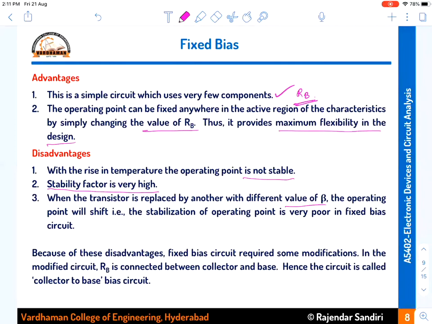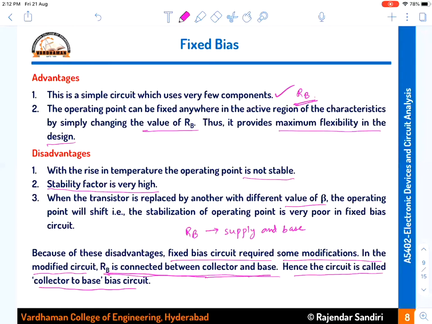Because of the disadvantages, the fixed bias circuit requires some modifications, and the modification is that RB is connected between the collector and base instead of between supply and base. Actually, RB is connected between supply and base. Now RB will be connected between collector and base. That modification we do, and that modified circuit is now called collector to base bias. So the next circuit has some modifications that we make to this fixed bias, and that circuit we call collector to base bias.